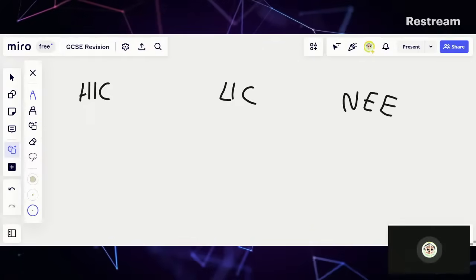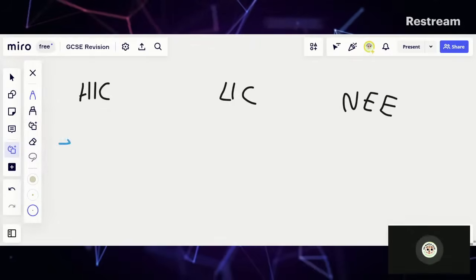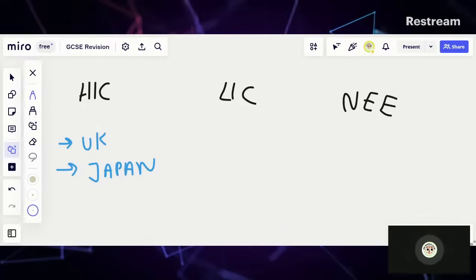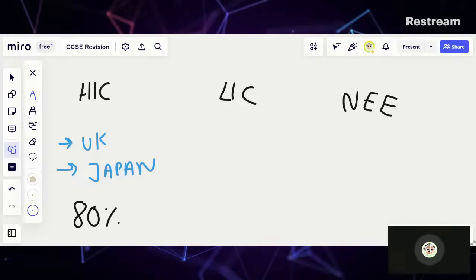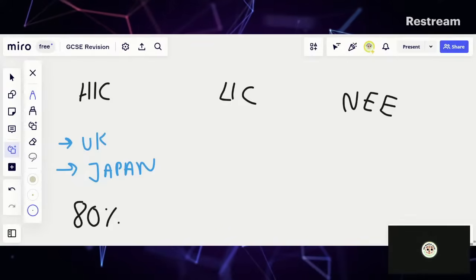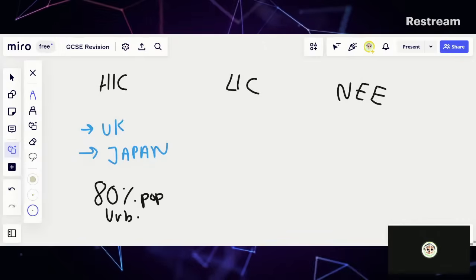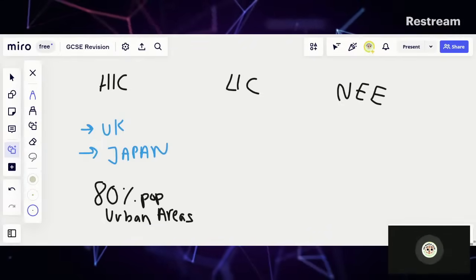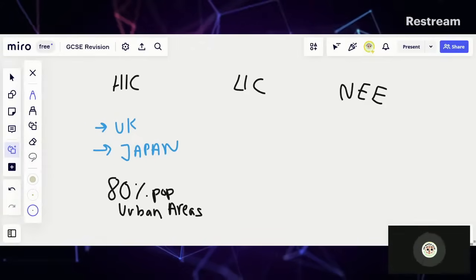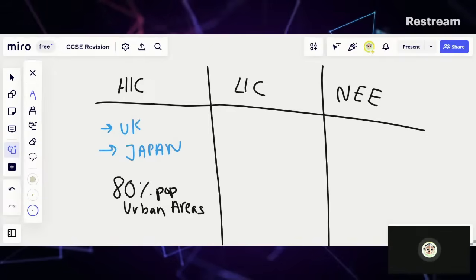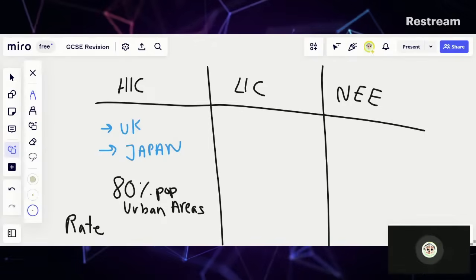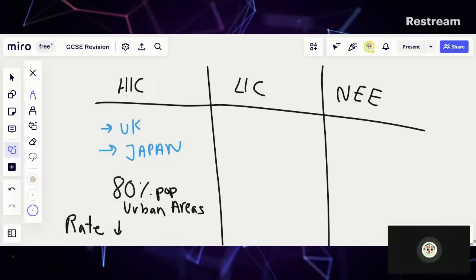So, more economically developed, for example countries such as the UK and Japan. Now, most high income countries have already experienced urbanization. In high income countries, around 80% of the population live in urban areas. For example, in countries like the UK, 80% of the population live in urban areas. Therefore, if 80% of people already live in urban areas, this means that the rate of urbanization, which means the rate of people moving from country and rural areas to urban areas, is quite low. So, low rates of urbanization.